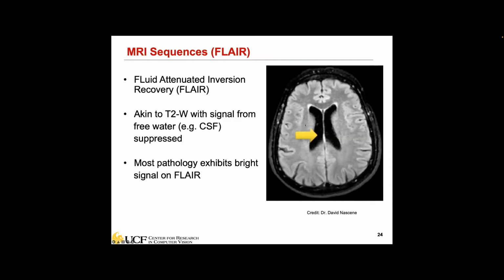Okay, so this is a FLAIR sequence. It is similar to T2 weighted, except the water is suppressed, so it will appear dark on this FLAIR sequence, this fluid here. Most pathology exhibits bright signals on the FLAIR. So based on the FLAIR sequence, the radiologist is able to detect or identify the regions that show the pathology, like cancer or tumor.